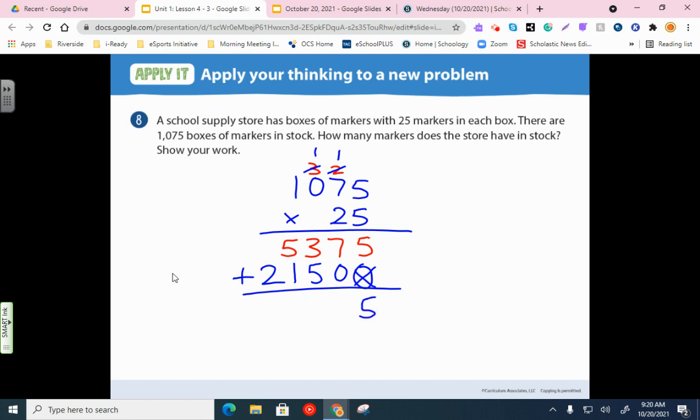Add up our ones, add up our tens, add up our hundreds, add up our thousands, and add up our 10,000s. We get 26,875 pens. It's a lot of pens. Oh, markers. Excuse me. There's a difference between a marker and a pen. There. And one more question.